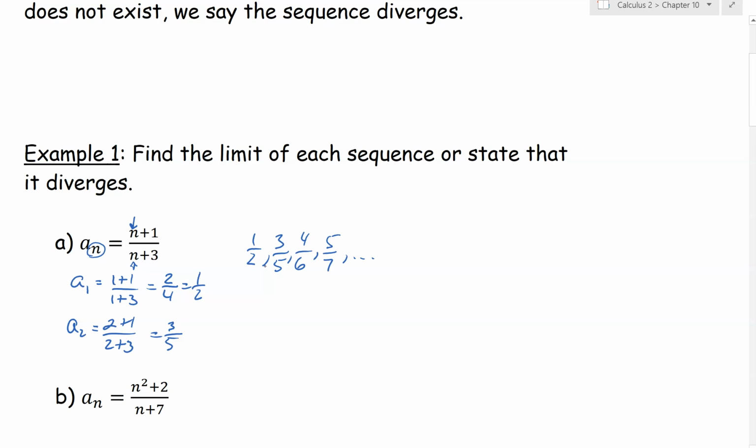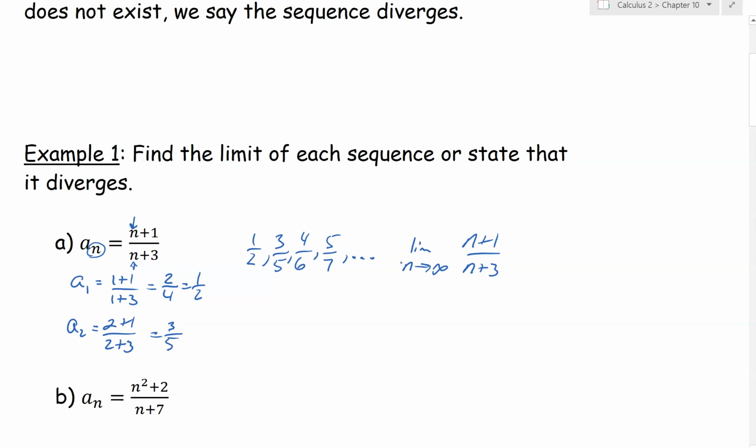So the easiest way to determine that is by using the limit. So we're going to look at the limit as n approaches infinity of n plus 1 over n plus 3. There are a few ways to evaluate this limit, just to review some things from Calculus 1 and actually a concept from Calc 2 as well.